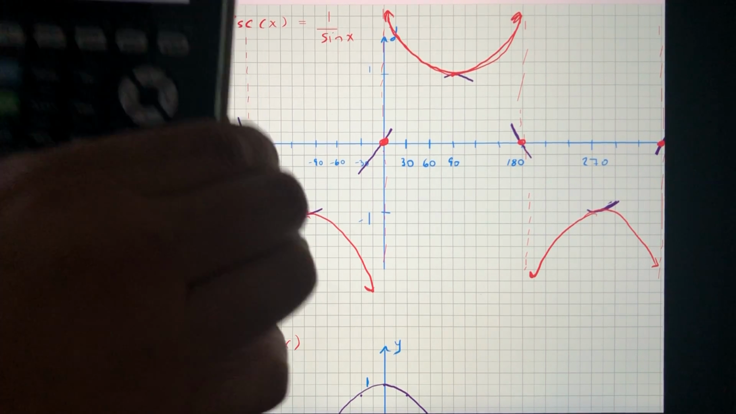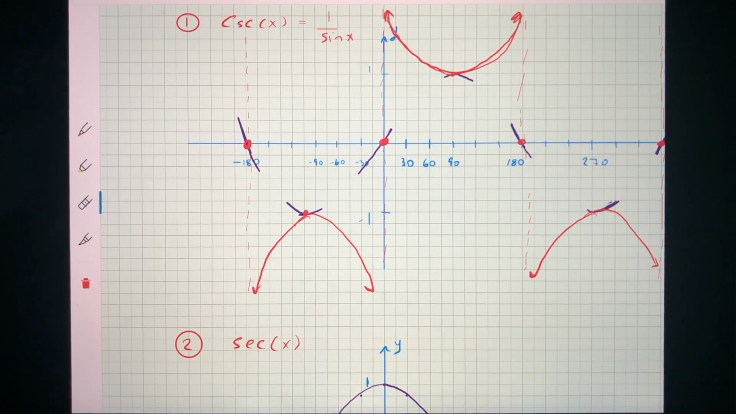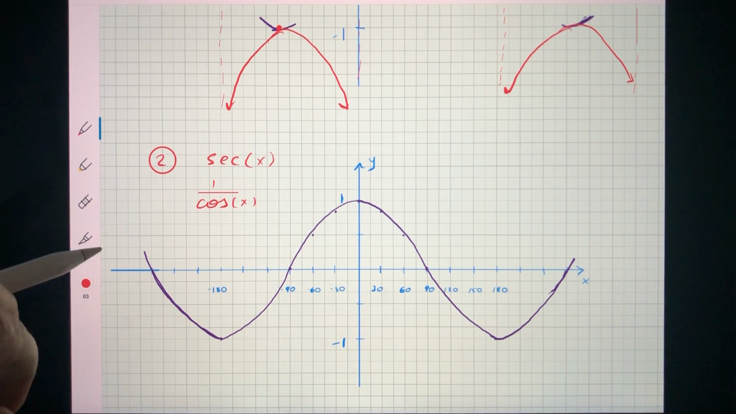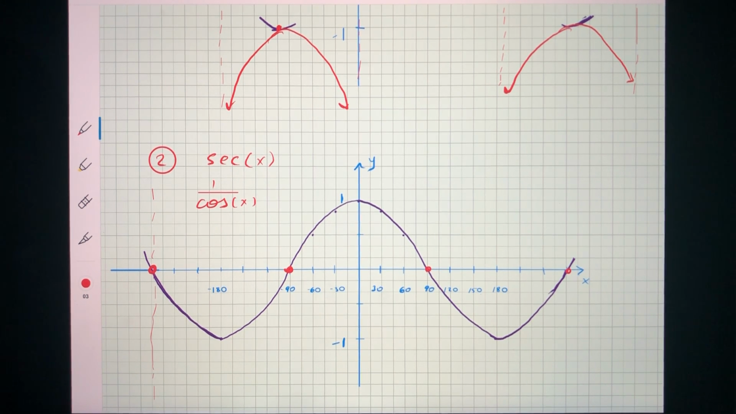Now the secant is a very similar idea. Secant is 1 divided by cosine. So we go to the cosine picture. Here's the cosine, and each time cosine turns to 0, we are dividing by 0, and that's impossible. So we're going to get the vertical asymptote. So here's the vertical asymptote, here's the vertical asymptote, here and here.